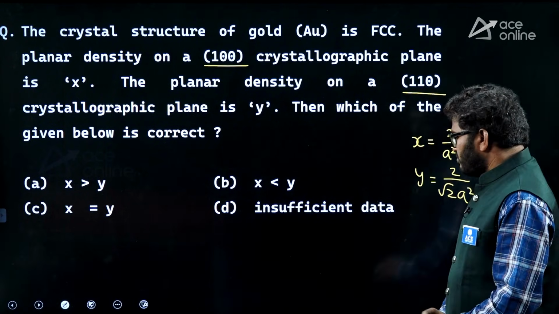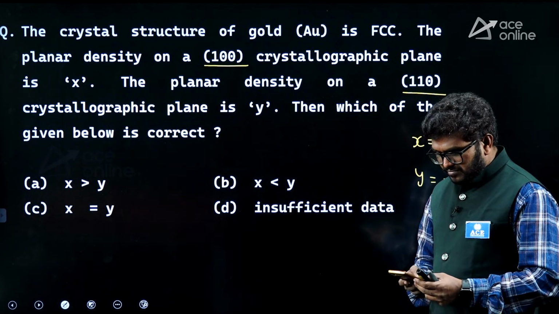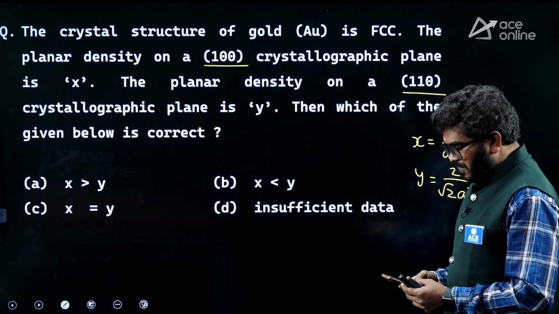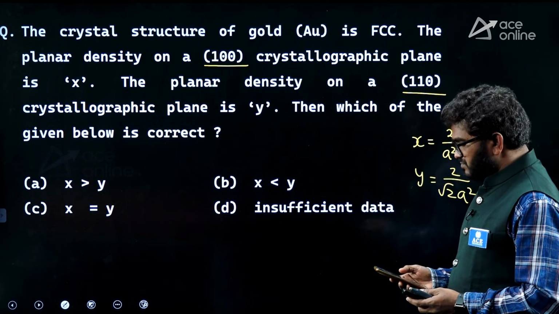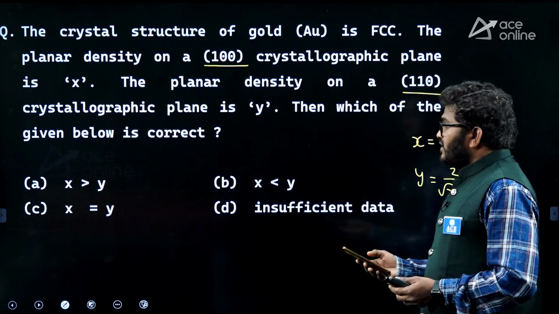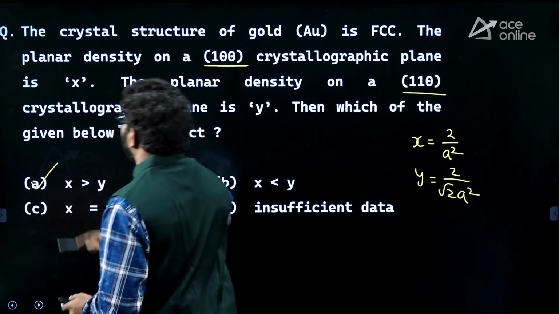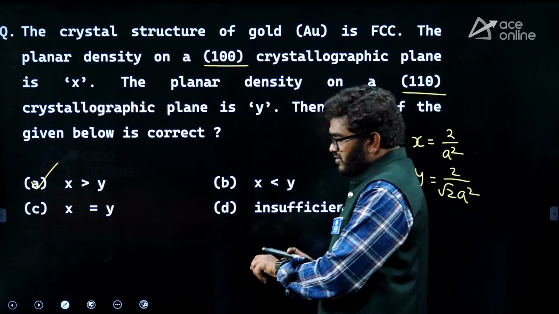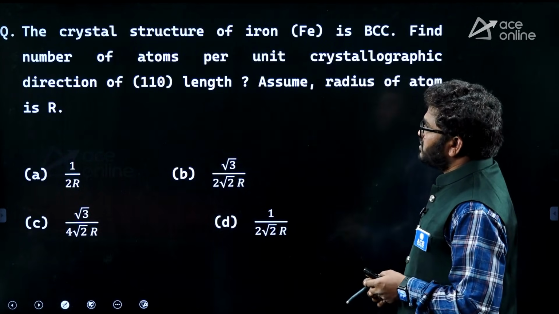Guess the answer. Tell me, my dear aspirants, what is the answer? Yes, right. The answer for this question is A, because x is greater than y. X is greater than y. Now, next question, you can take next question.